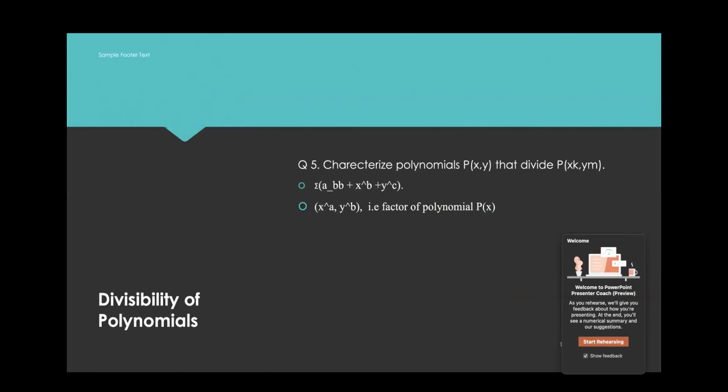Then for part 5, we can again express the polynomials as a sum of monomials, and this time for p(x,y) to divide p(x^k, y^m), we can simplify it by considering a multiple of p(x,y). This could be p(x^a, y^b). So essentially a needs to be a multiple of k and b needs to be a multiple of m.